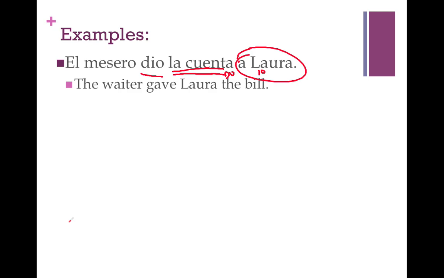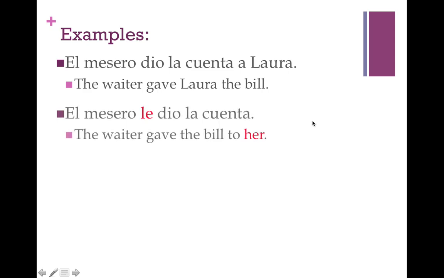Indirect object. All right, the next step is to do what after I've circled it? We're going to change it to what? To le. Good. And then what do I do with it? Put it in front of the conjugated verb dio. So I get rid of that. And click. El mesero le dio la cuenta.